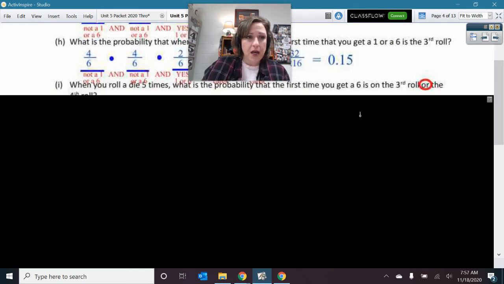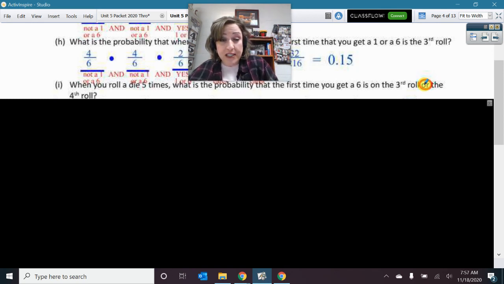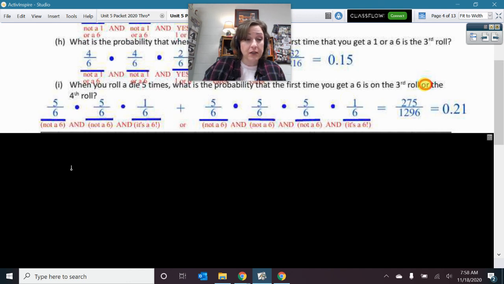Okay, let's keep going. When you roll the die 5 times, what's the probability that the first time you get a 6 is on the third roll or... So you have two complete events happening. The first time you get a 6 is the third roll, or that's plus, the first time you get a 6 is on the fourth roll. So we have two different problems here. The first time getting it on the third roll, or that's adding, the first time you get it on the fourth roll. So that looks like this. It's a lot. So here is not a six, not a six. Third roll is a six. Or this whole event happens: not a six, not a six, not a six, and the fourth time you get it, it's a six. So you have those complete sections together.